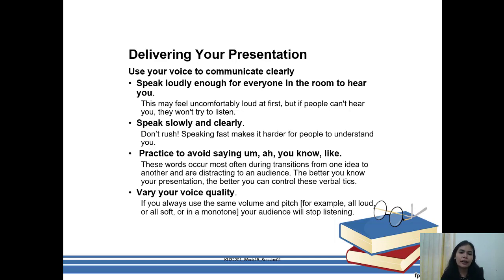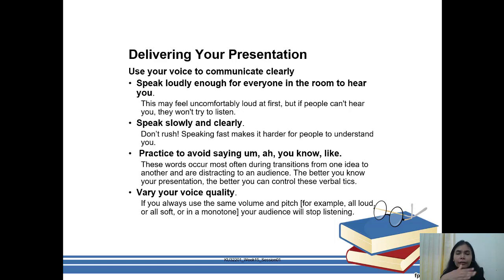And then after that, vary your voice quality. It is also important to stress some words, and not stress words that you think are not quite important. If you always use the same volume and pitch, your audience will stop listening.